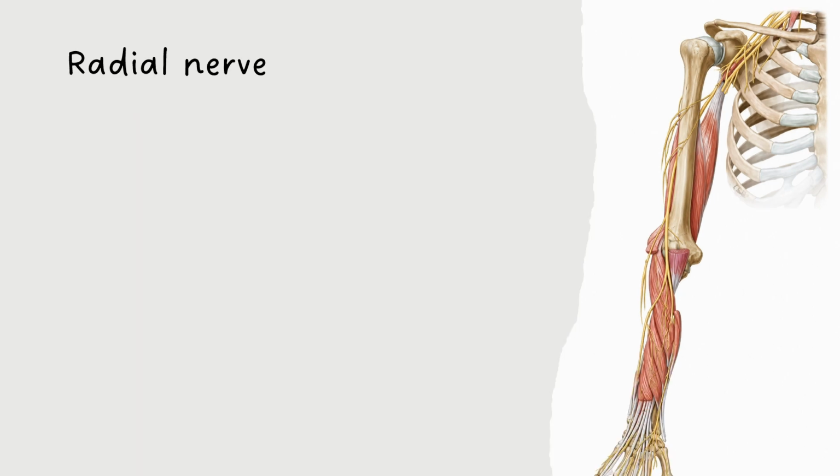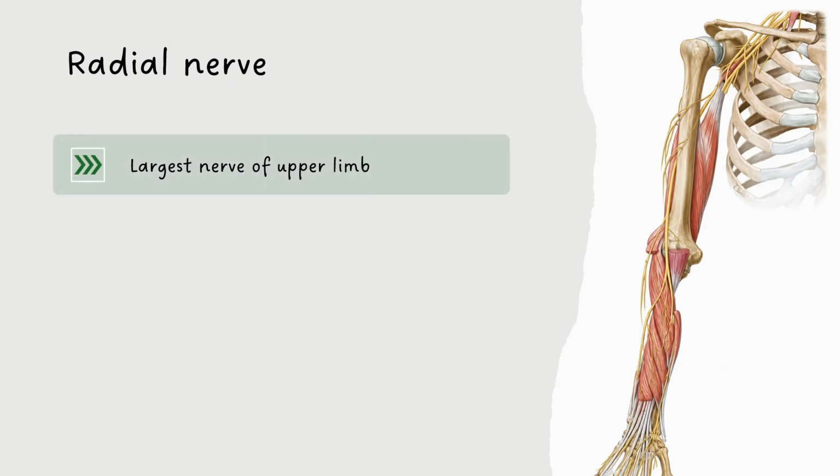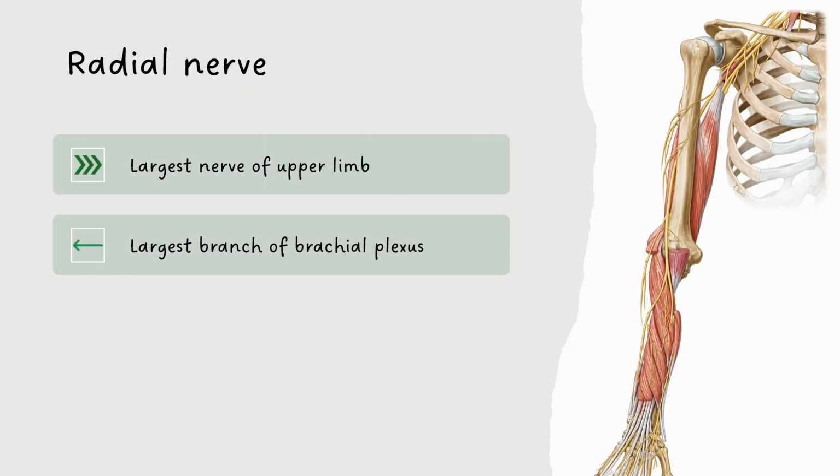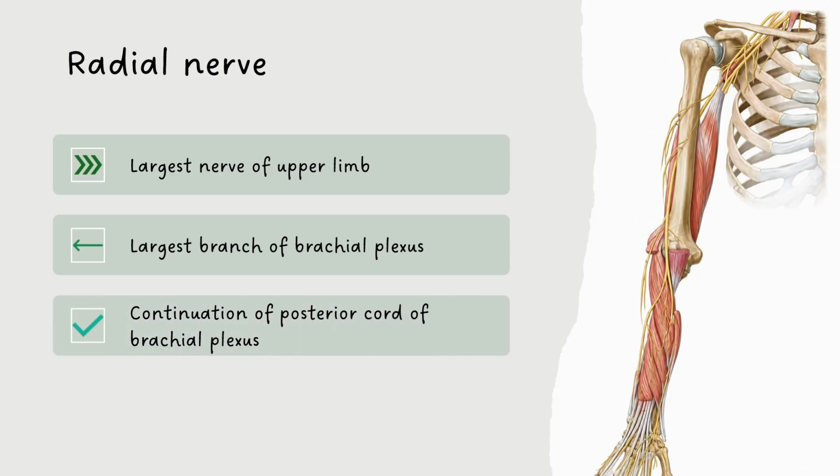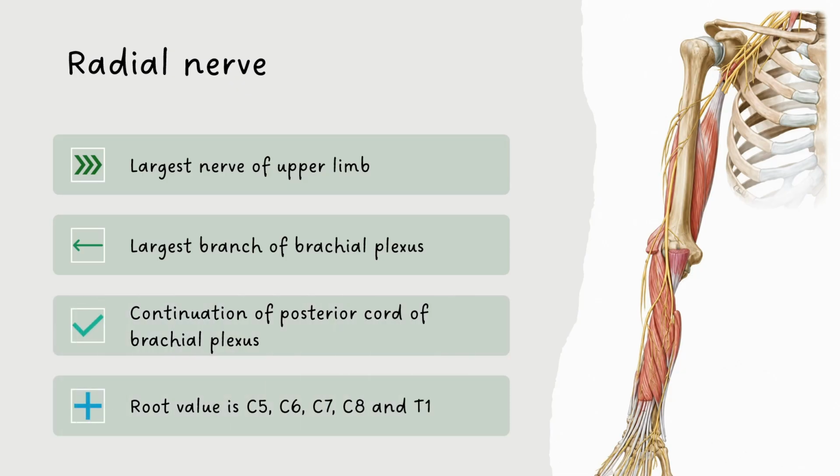Let's look at the important features of radial nerve. So radial nerve is the largest nerve of the upper limb. It's the largest branch of brachial plexus. It's a continuation of the posterior cord of brachial plexus and its root value is C5, C6, C7, C8 and T1. So it carries fibers from all the roots of brachial plexus, but T1 fibers are not constant.